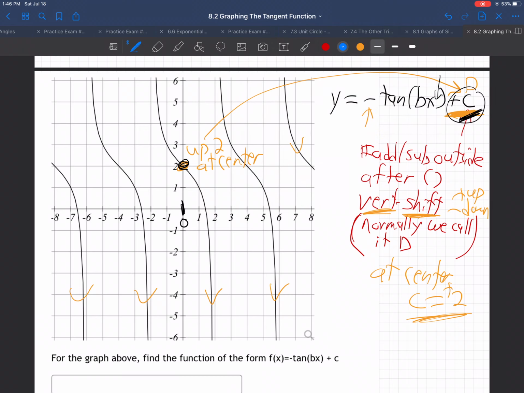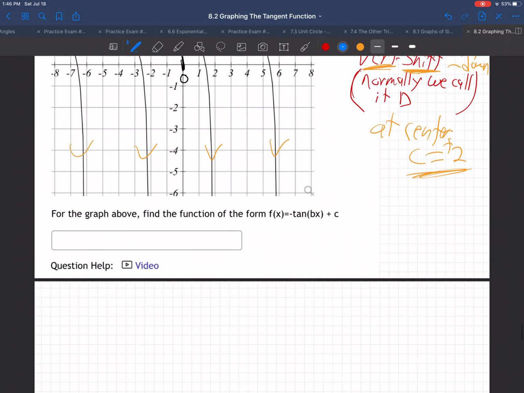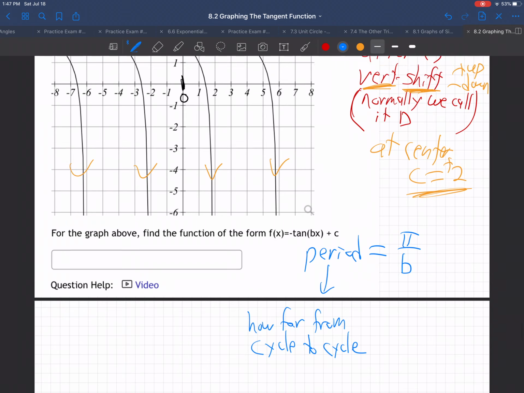Now, last thing is we've got to figure out B. To figure out B, it has to do with the period. We have the period formula from the notes, which is pi over B. That's for tangent. For sine and cosine, remember the period was 2 pi over B, but that was for sine and cosine. Tangent's only pi over B. It's half that amount. So what's the period? Well, the period is how far from cycle to cycle. It's the width of each cycle.